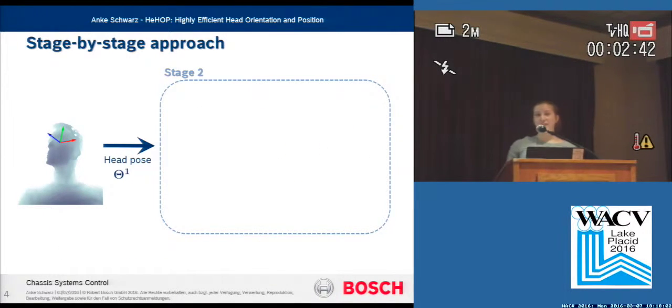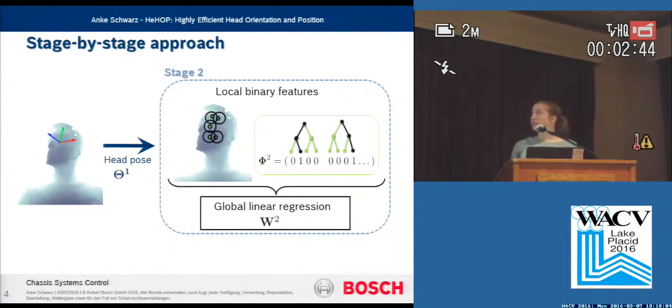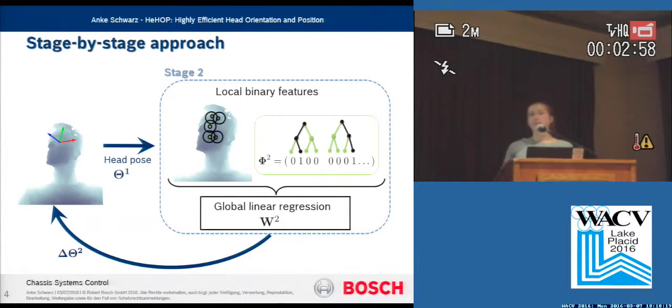So in the next stage we do the same process, but to get a refinement of the head orientation and position we minimize the radius of the local areas and use in each stage a new global linear regression. Then the new head orientation is updated. This is repeated several times.